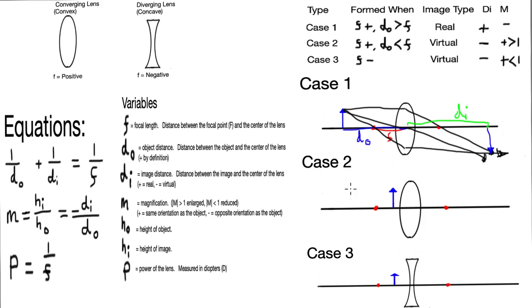Next thing we got to do is look at case number 2. So in this case, we have our object in front of our focal point. So the ray diagram is going to look a little bit different this time, even though we're still using a converging lens. So for the first ray, we're just going to draw it parallel again. And it follows the same principle. It just goes straight through the next focal point.